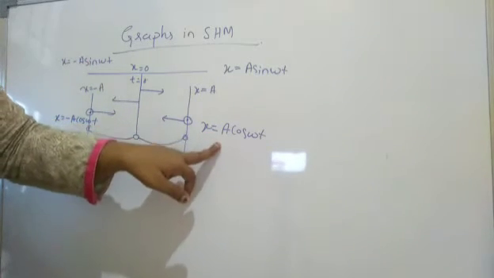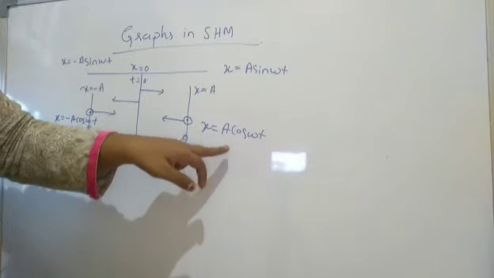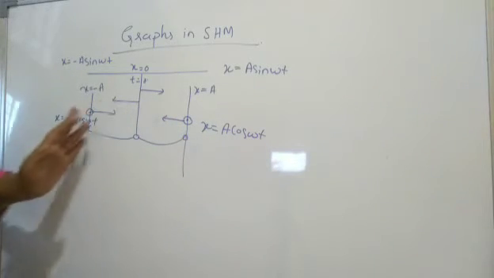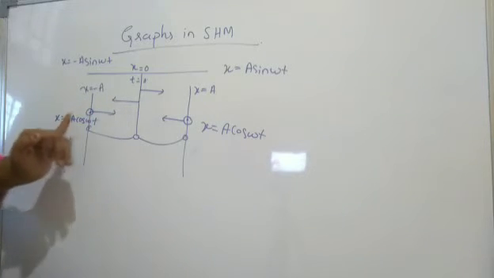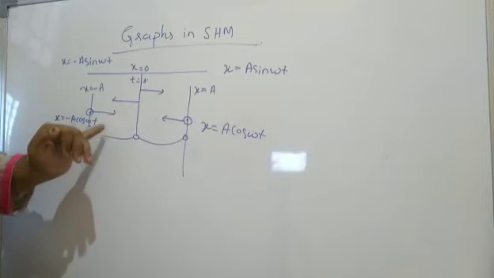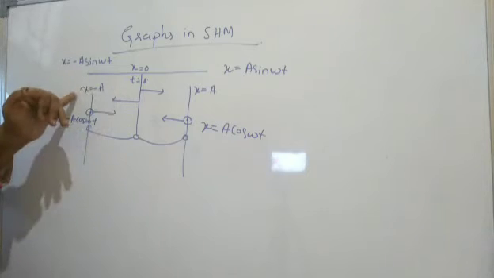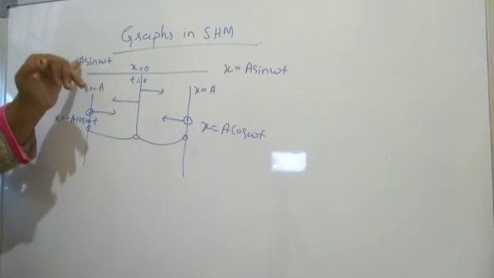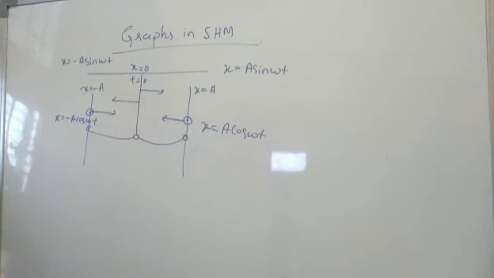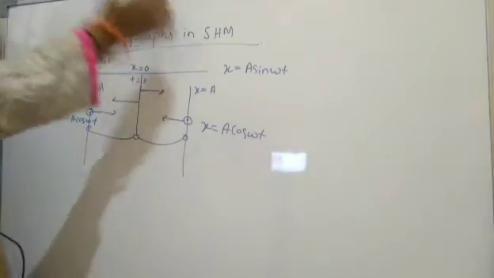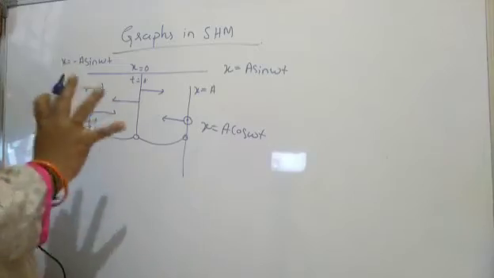So at that time the particle's equation will be a cos omega t. Similarly, in the negative direction, from the negative extreme position to the mean position, it is minus a cos omega t. From the mean position to the negative extreme position, it is minus a sine omega t. So this is very important to understand the graphs in simple harmonic motion. This is the general format.